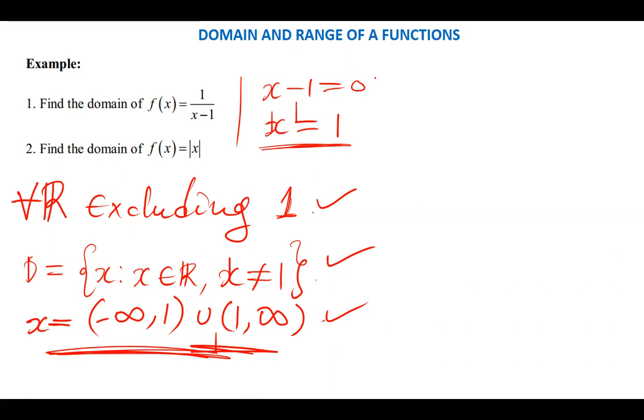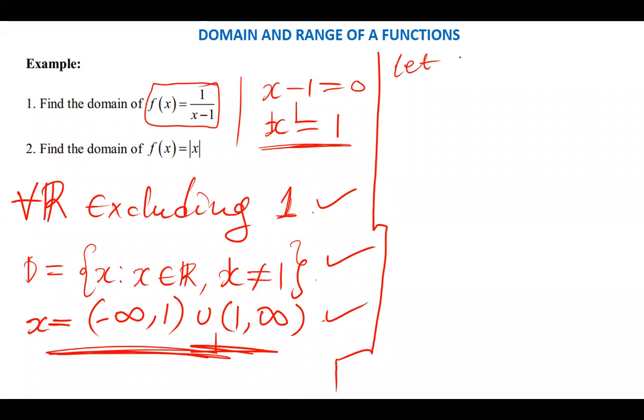Now, how do you find the range? To find the range, you first have to understand how to find the inverse of a function. So how do you find the inverse of any given function? That is a simple and straightforward thing. You first remember what we discussed in the previous session. We said you equate the whole function that has been given to y. We're now finding the range. So we say let y be equal to 1 over x minus 1.